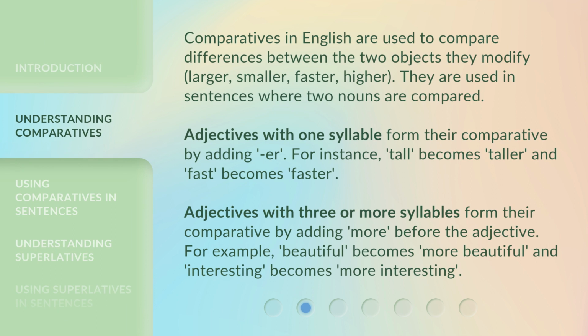Comparatives in English are used to compare differences between the two objects they modify: larger, smaller, faster, higher. They are used in sentences where two nouns are compared. Adjectives with one syllable form their comparative by adding "er". For instance, tall becomes taller, and fast becomes faster. Adjectives with three or more syllables form their comparative by adding "more" before the adjective. For example, beautiful becomes more beautiful, and interesting becomes more interesting.